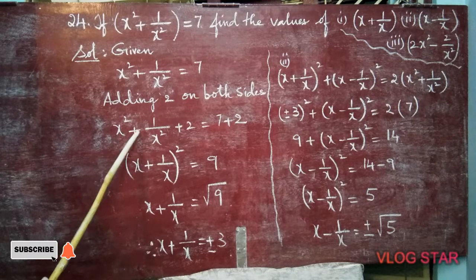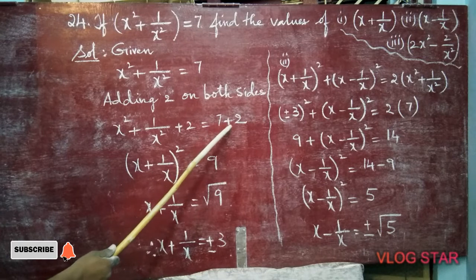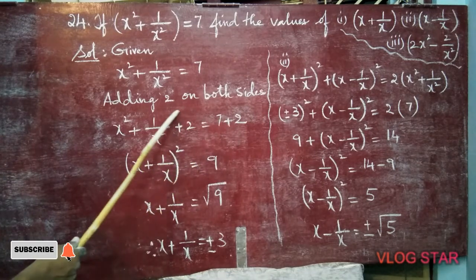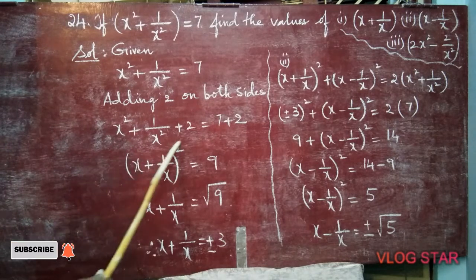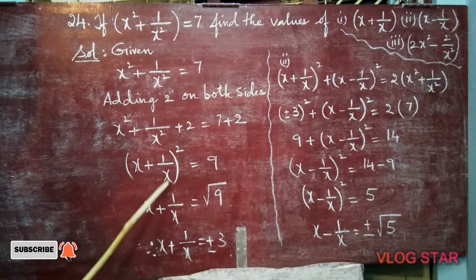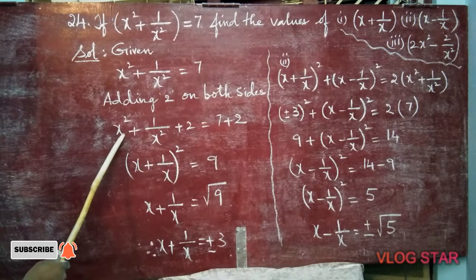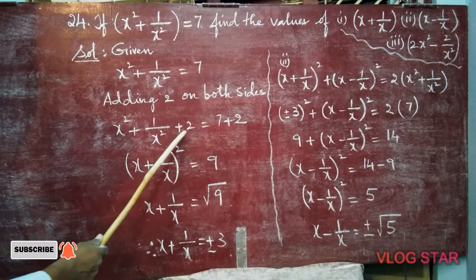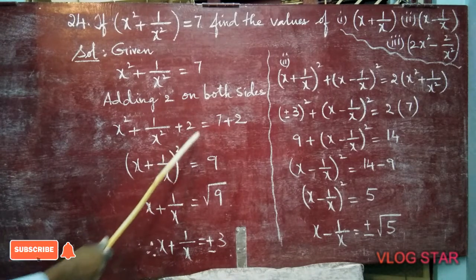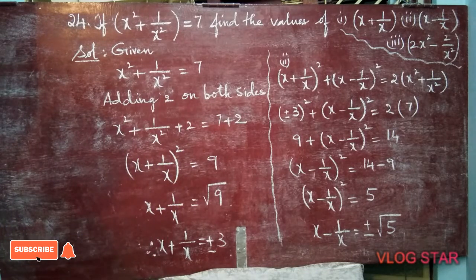So x square plus 1 by x square plus 2 is equal to 7 plus 2. This plus 2 we are adding, and why we are adding means this left hand side is in the formula of x plus 1 by x whole square. What is the formula for x plus 1 by x whole square? x square plus 1 by x square plus 2ab should be there, x into 1 by x, x cancelled. You have to read these formulas. That's why formulas are very important.